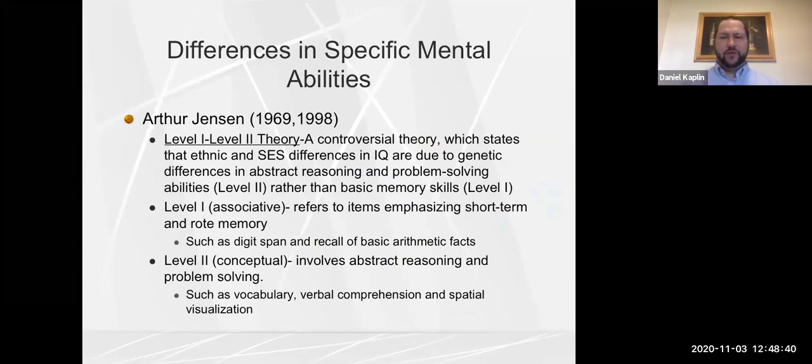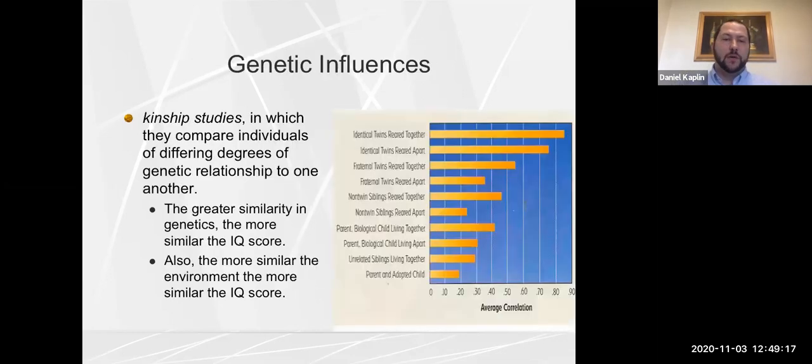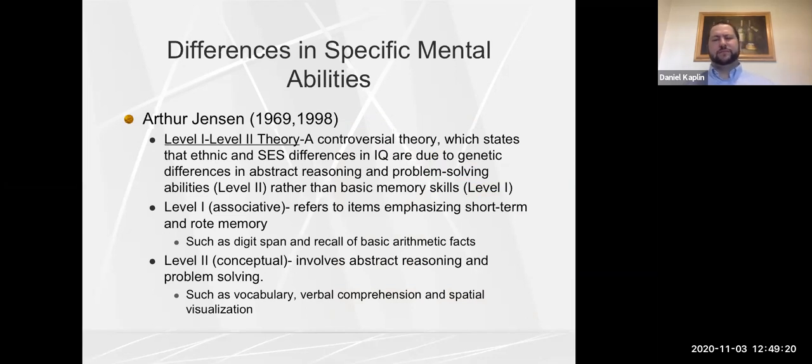So the level 1, level 2 theory of intelligence. Level 1 intelligence is associative abilities, things like short-term memory, digit span, things like that. Arthur Jensen said there were no significant differences between whites and blacks, or whites and other ethnic groups, I should say. But when it came to level 2 intelligence or conceptual intelligence, which required abstract reasoning, verbal ability, spatial abilities, whites tended to outperform ethnic minorities on average. So he argues that it's genetic.